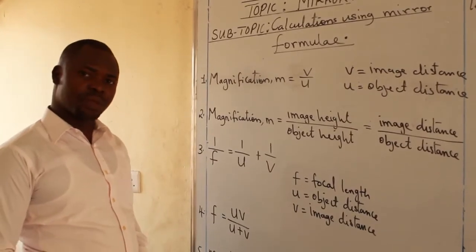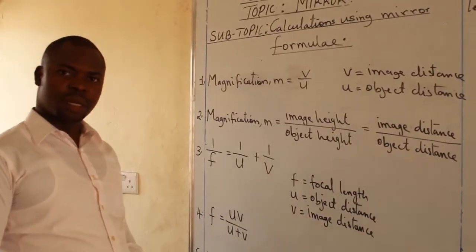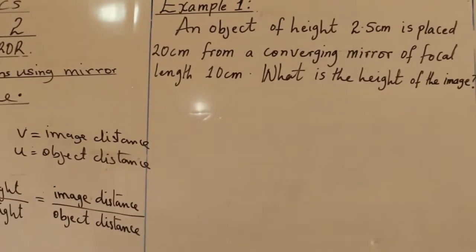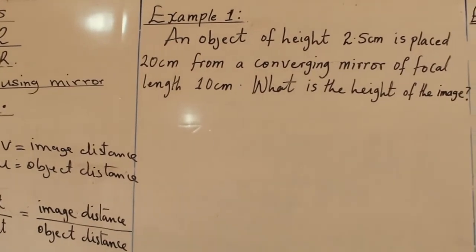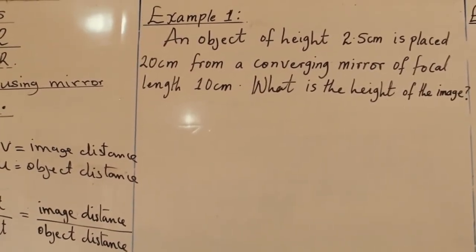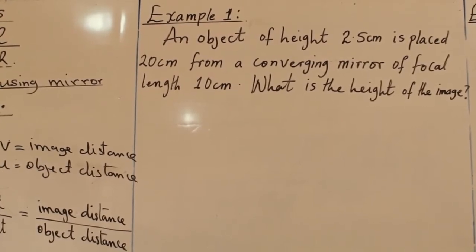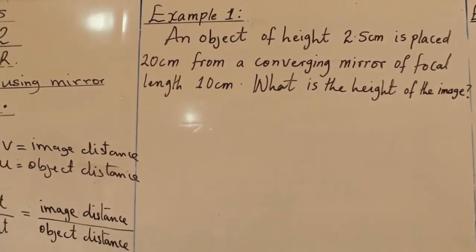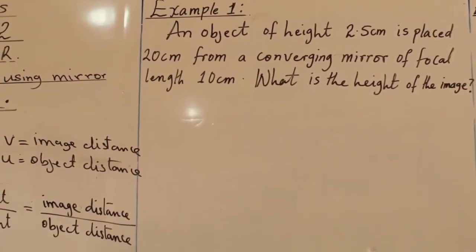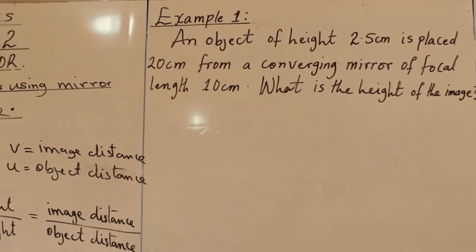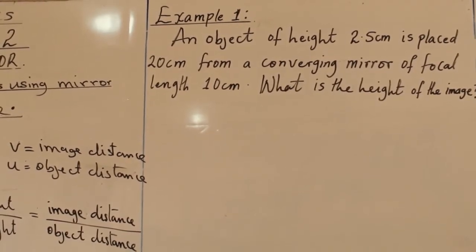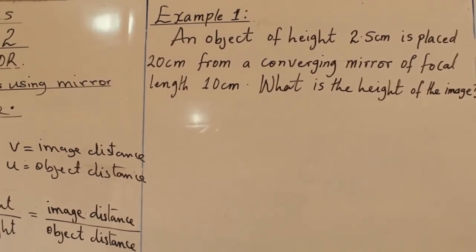We have 3 examples today. So we're starting with example 1. An object of height 2.5 centimeters is placed 20 centimeters from a converging mirror of focal length 10 centimeters. What is the height of the image? I take the question again. An object of height 2.5 centimeters is placed 20 centimeters from a converging mirror of focal length 10 centimeters. What is the height of the image?